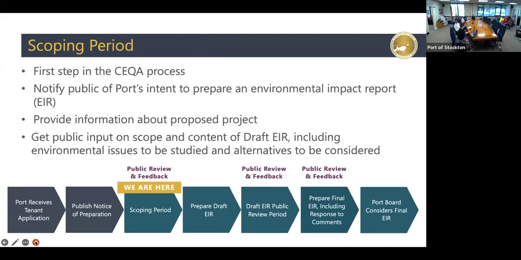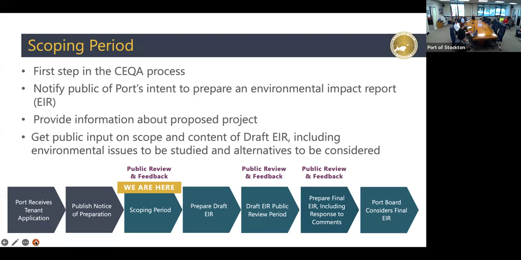Now let's take a moment to discuss the scoping period. We're currently in the scoping period, which is the first step in the CEQA process for the proposed project. The port has announced its intent to prepare an environmental impact report for the project. The port has prepared a notice of preparation, included with it an initial study for the project. This describes the project objectives and provides a high-level project description. It also outlines potential environmental impacts and areas of study to be evaluated in the draft EIR.